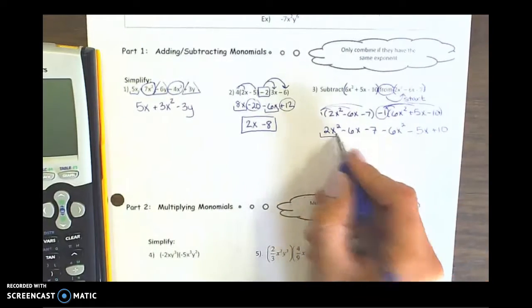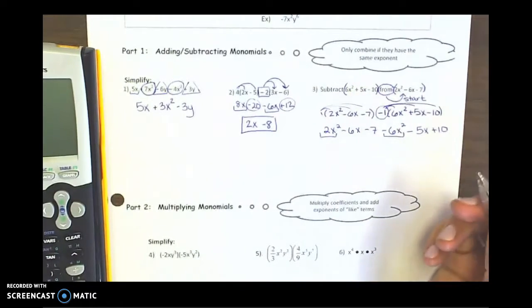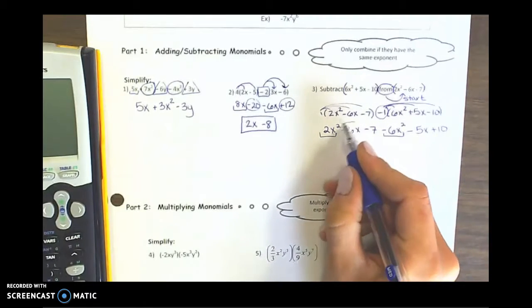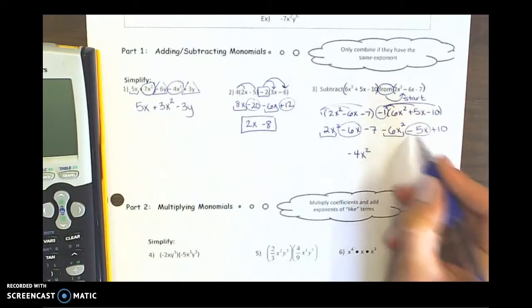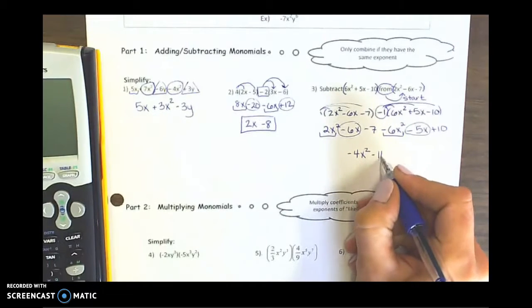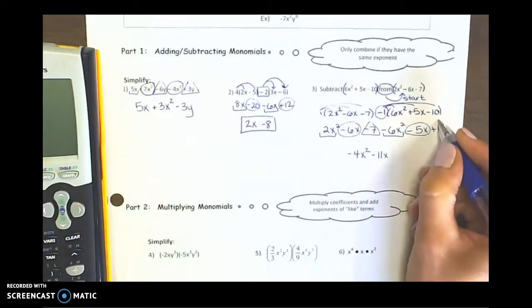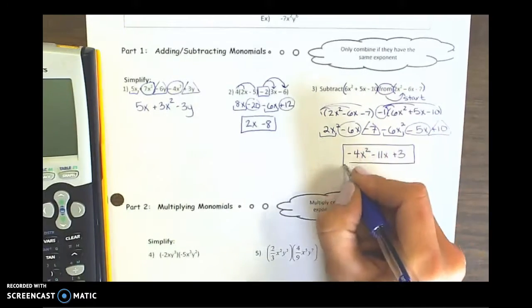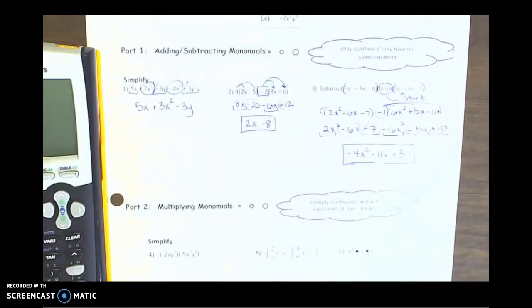Now, when I combine my like terms, x squared and x squared, I'm going to get a negative 4x squared. I have a 6x and a negative 5x, so together that gives me a negative 11x. And then negative 7, positive 10 gives me a positive 3. And that's what we need to know about adding and subtracting our monomials.